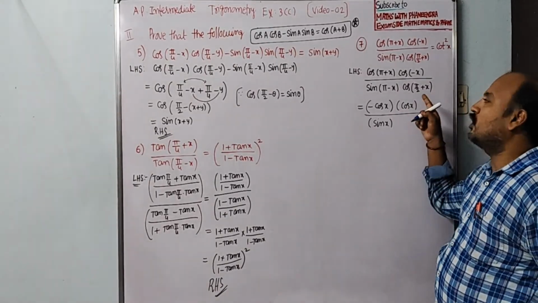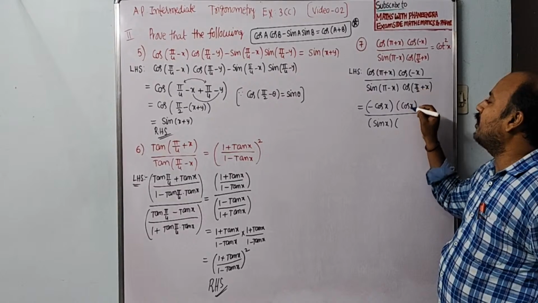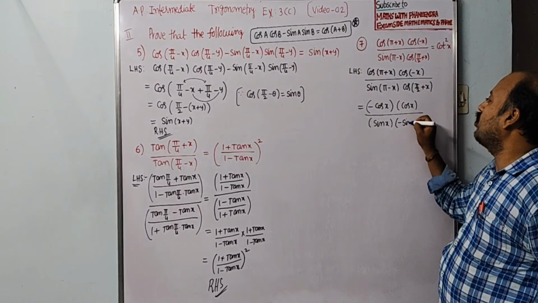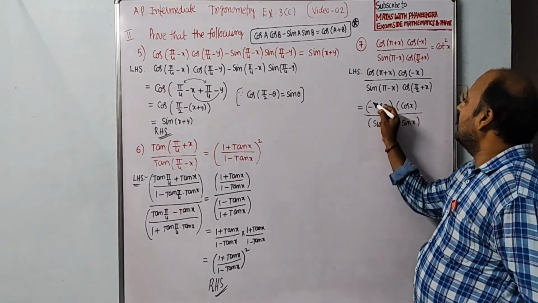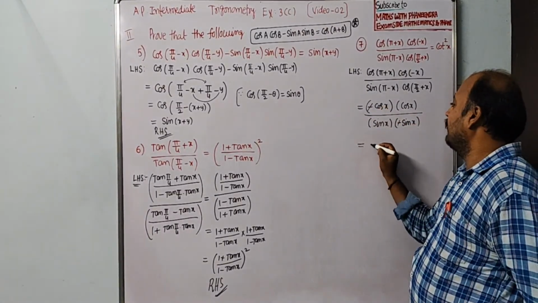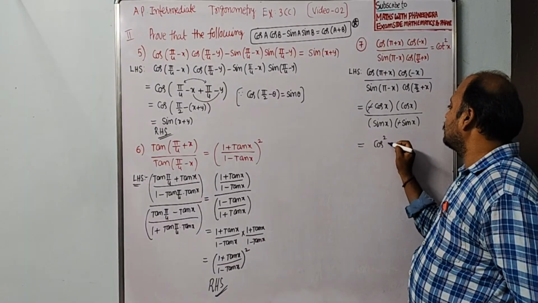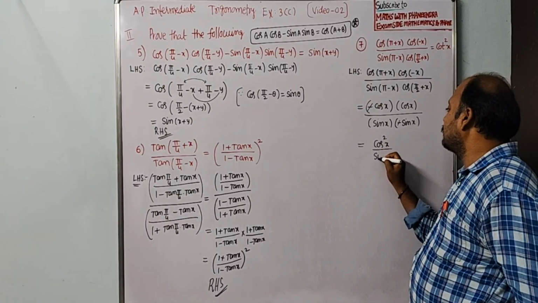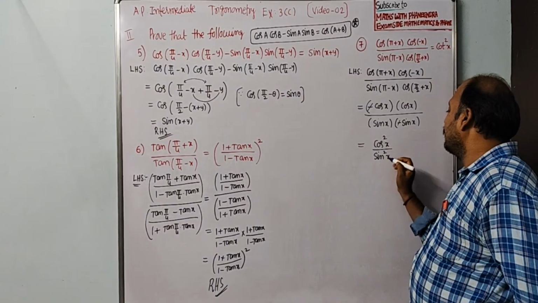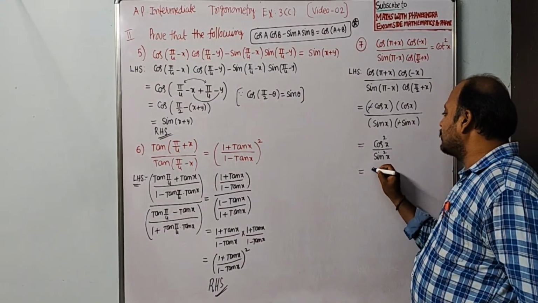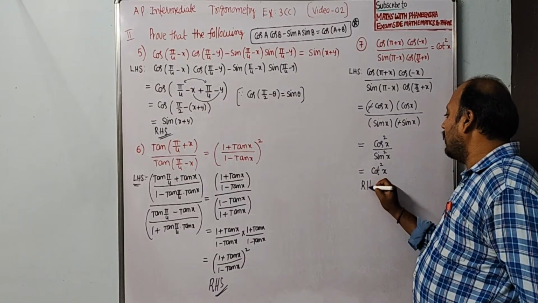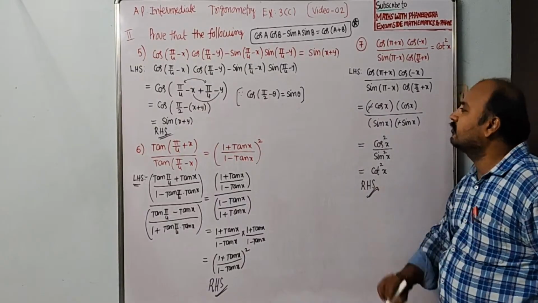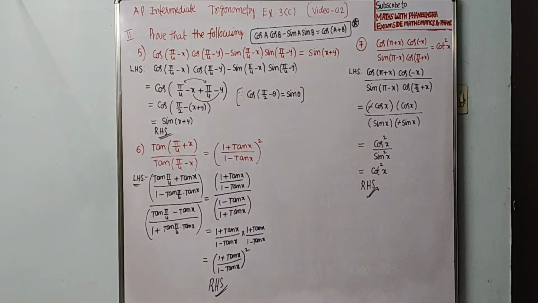In second quadrant, cos is negative, so odd multiple of pi by 2 means for sine, cofunction will come, that is minus sine x. So here minus gets cancelled. Cos x into cos x, cos square x, by sine x into sine x, sine square x, that is equal to cos square x by sine square x, cot square x, which is required RHS. Okay, dear students, we'll move to other questions.